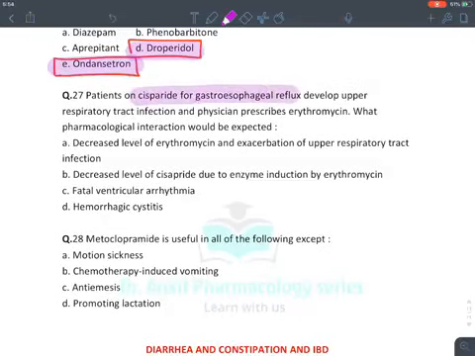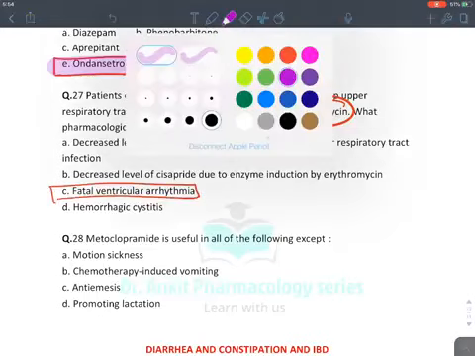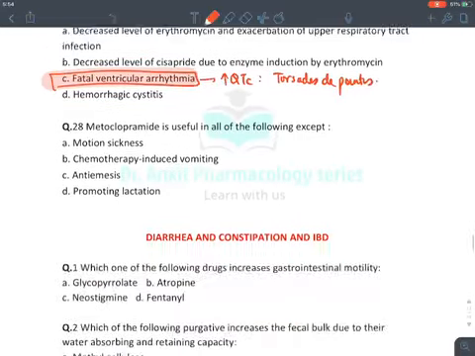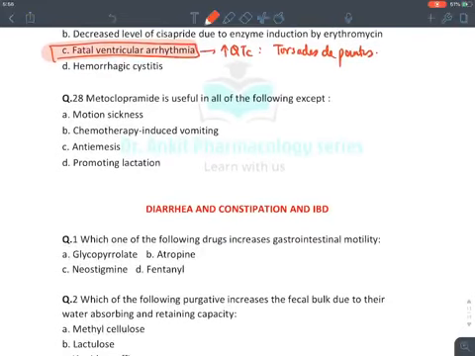A patient on cisapride for gastroesophageal reflux develops an upper respiratory tract infection and is prescribed erythromycin. So remember that interaction. What pharmacological interaction would be seen? There will be fatal ventricular arrhythmias. We know that cisapride got banned because of fatal ventricular arrhythmia due to QT prolongation, which was causing torsades de pointes, and it got banned because of interaction with erythromycin and ketoconazole.